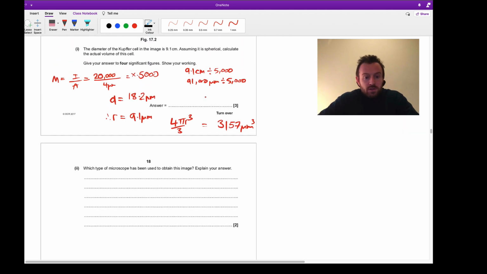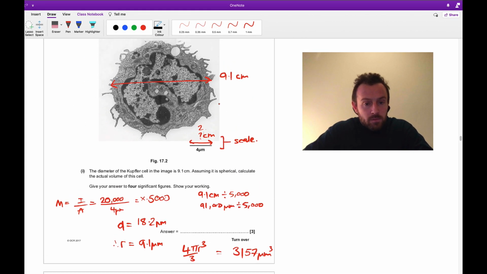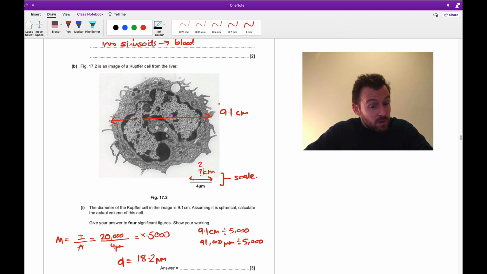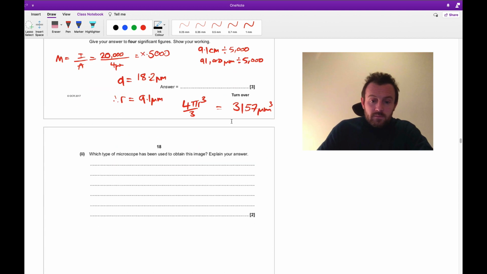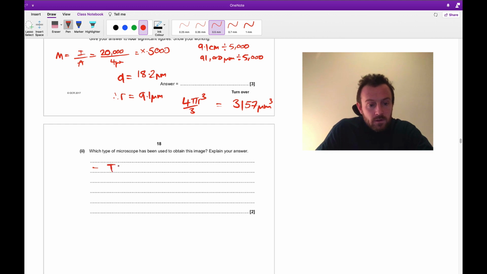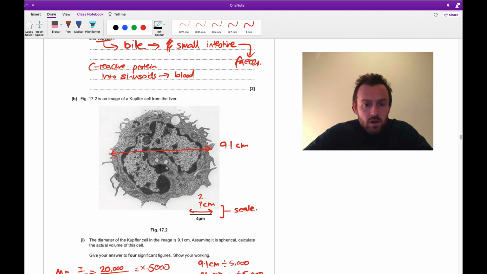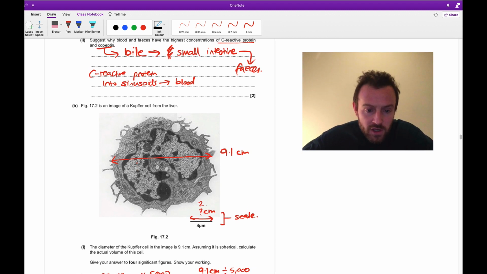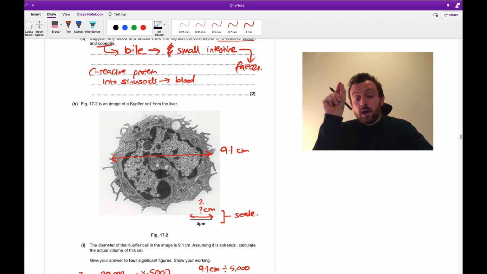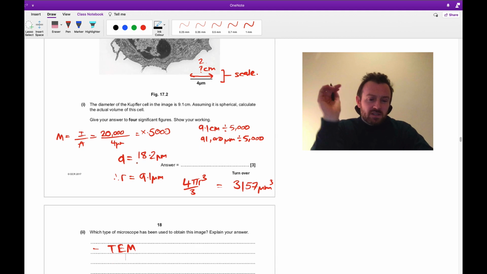Which type of microscope has been used to obtain this image? Okay, well, if you go back and look at the image, that is definitely an electron microscope. Then you have to decide, is it transmission or is it scanning? And it is transmission, because scanning gives you the 3D. So it is transmission, TEM, I'm just going to write for short. You should write transmission electron microscope. And then how do you know? Well, there's a great amount of detail. You can see mitochondria. You can see things that are smaller than 1 micrometer. There's a high resolution, and that should be sufficient.